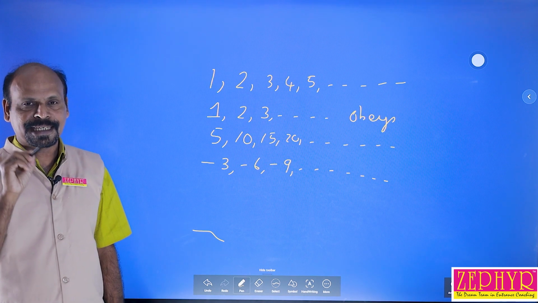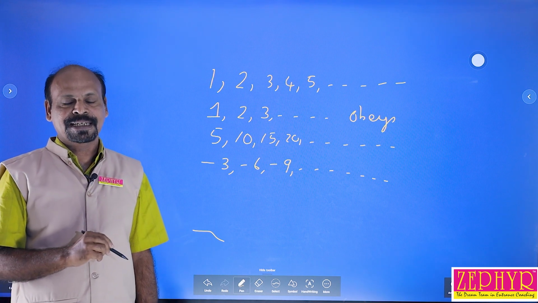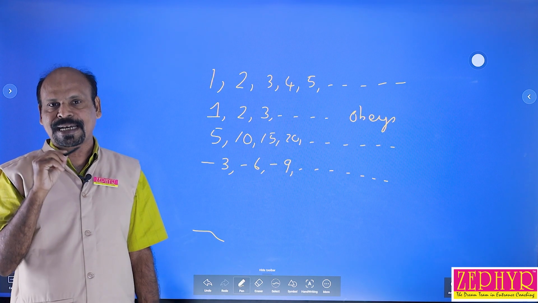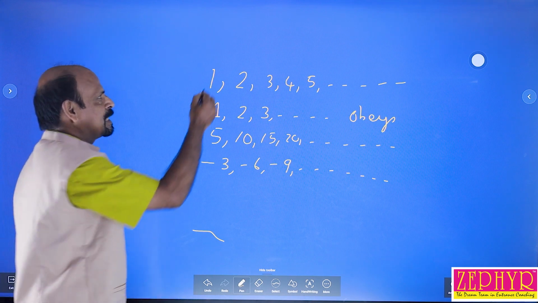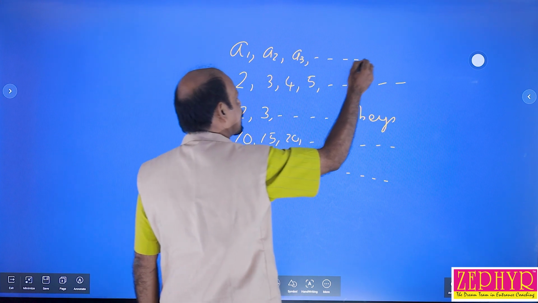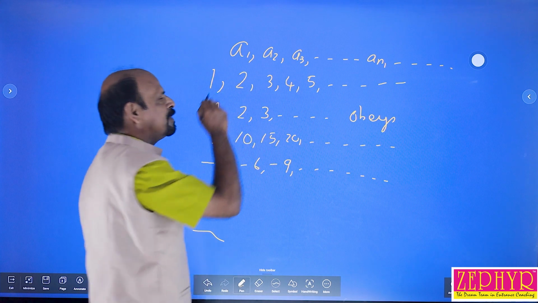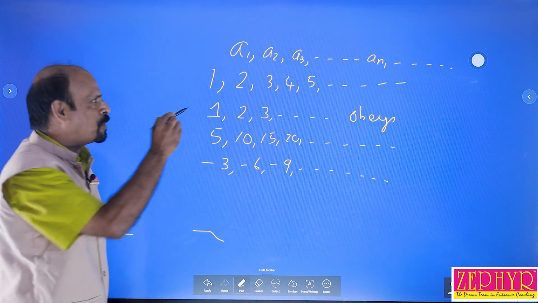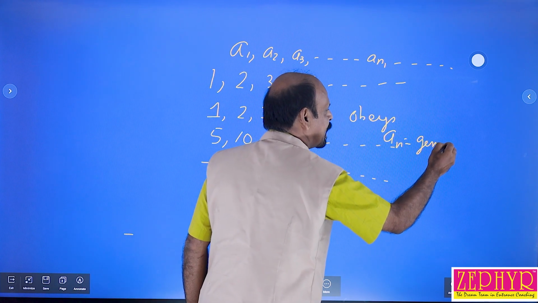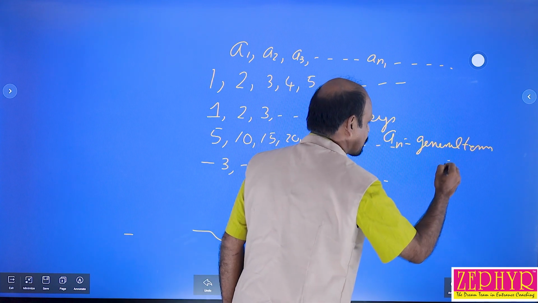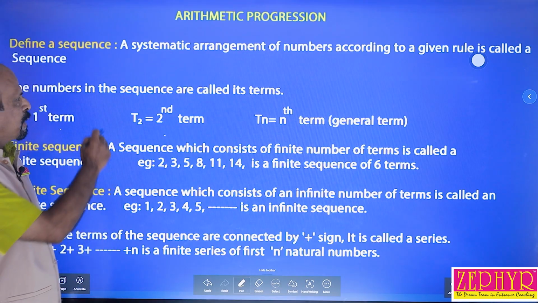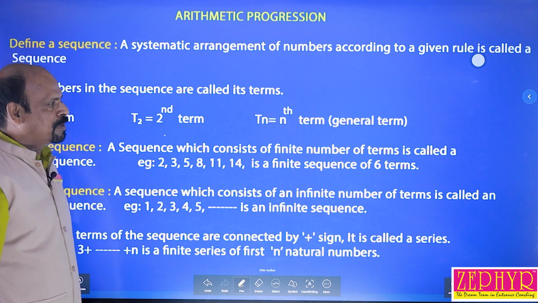Therefore, we can conclude that a sequence is a pattern of numbers constructed using a certain law, and the numbers are generally known as the terms of the sequence. As a generalization, we write a1, a2, a3, etc., an, etc. Here a1 is called the first term of the sequence, a2 is called the second term, and an is generally known as the general term or nth term of the sequence. We have explained various examples of a sequence.